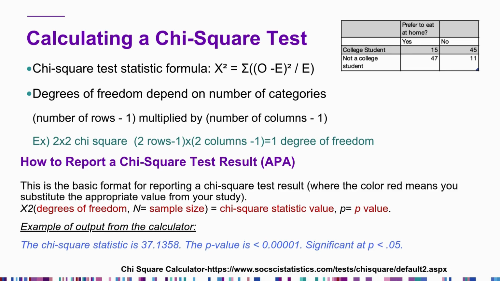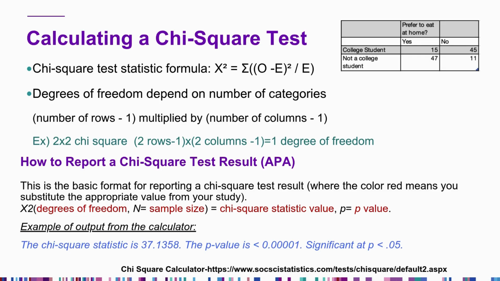So you would write x2 parentheses, and then your degrees of freedom, which we found in this case was 1, comma, then you have your n, which is the sample size. N represents the total number of items in your sample. So for example, in our college student setup here, you would just add up all the numbers in the table. So 15 plus 47 plus 45 plus 11 equals 118. So our N would be 118.